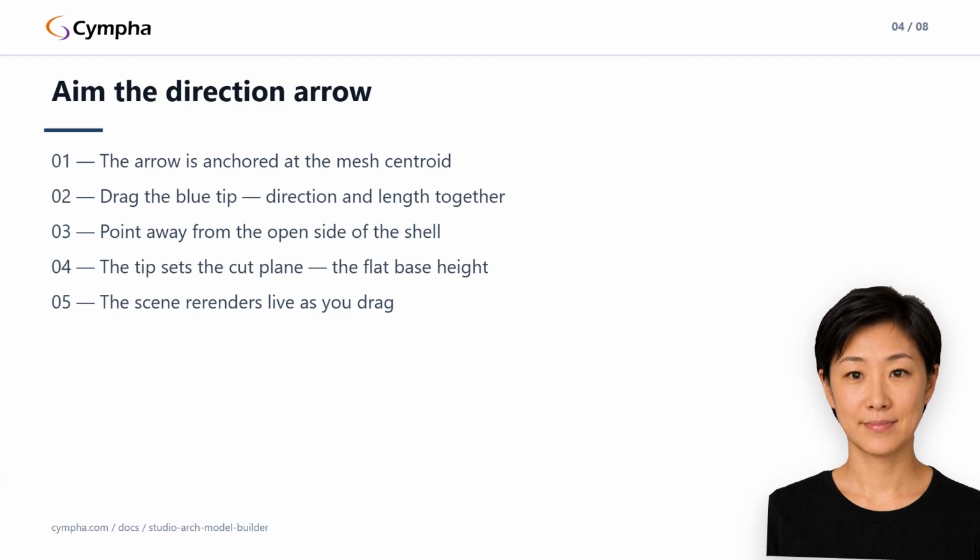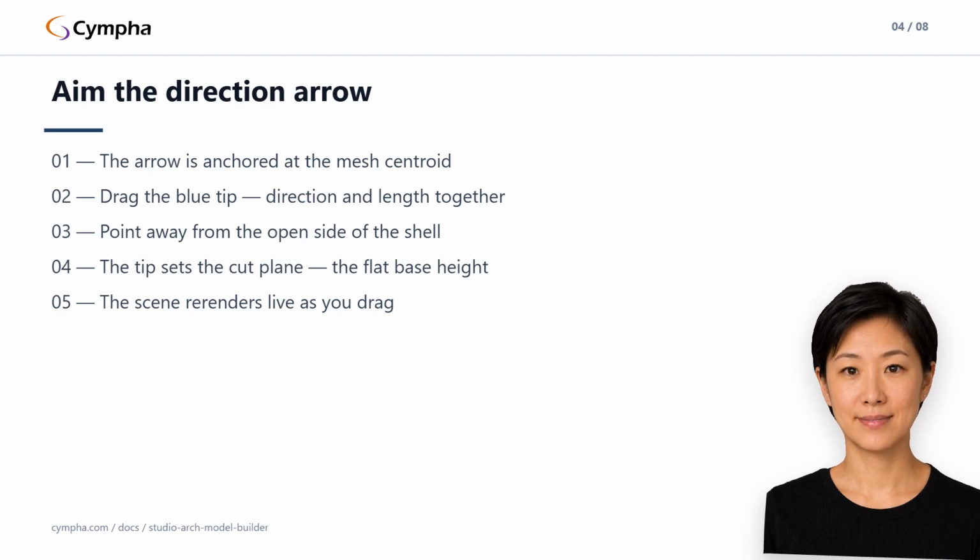The solid extrudes from the rim along the arrow. Length: the tip defines a cut plane perpendicular to the arrow, that's where the flat base will sit. A short arrow gives a shallow base, a long arrow a deep plinth. The scene re-renders as you drag, so preview freely, orbiting whenever you need a better angle to grab the tip.